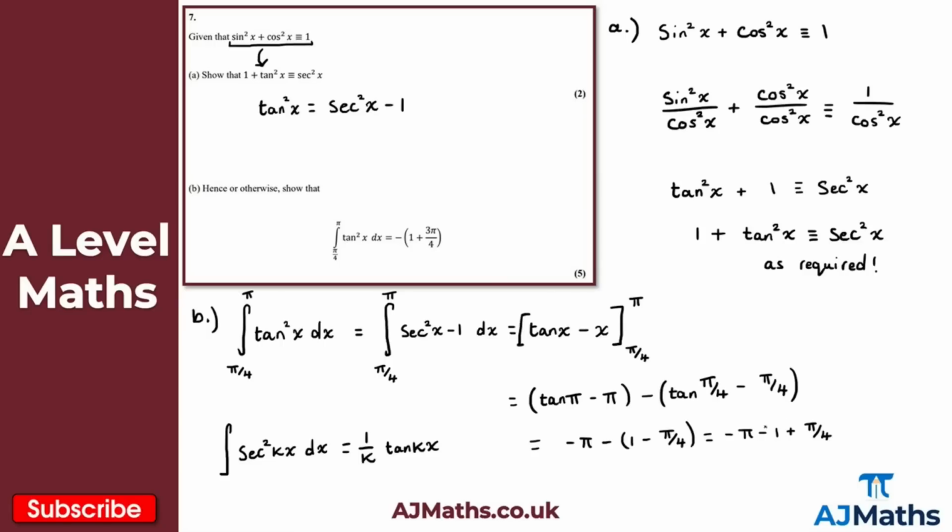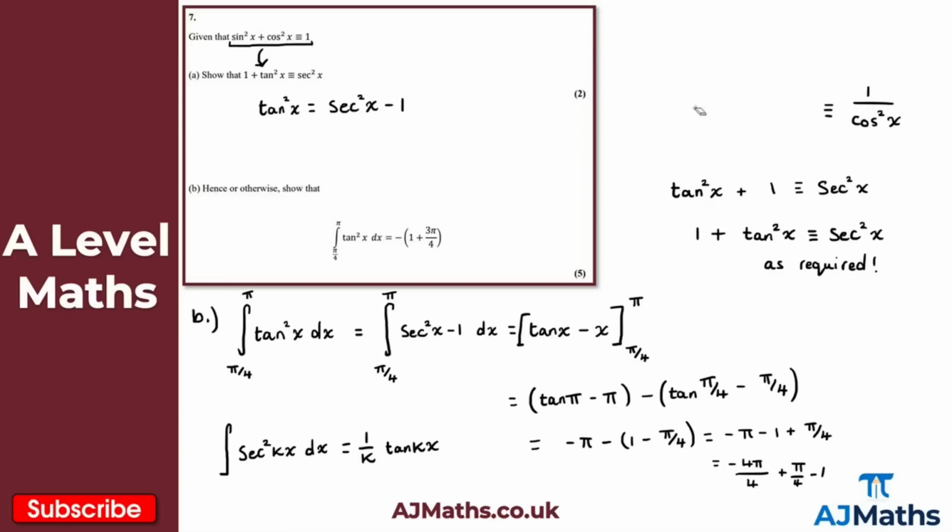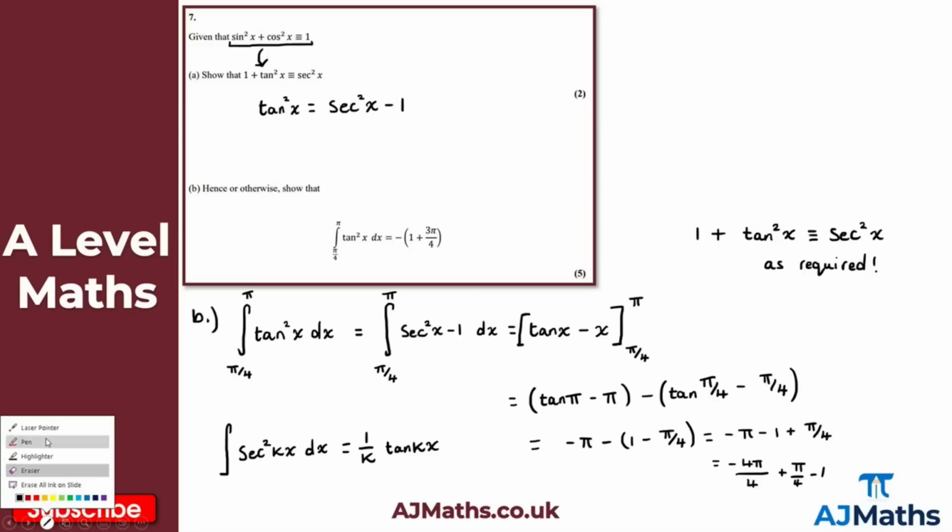If we've got pi over 4 minus pi, then if I just get this over a common denominator, I could write this here as minus 4 pi over 4 plus pi over 4 minus 1. We are running out of room a little bit here, so let me just clear a bit of room at the top here so that we can finish part B off. One more line, just so we've definitely got enough room here. Okay, there we have it, that should be plenty. So now we just finish off part B at the very top here.